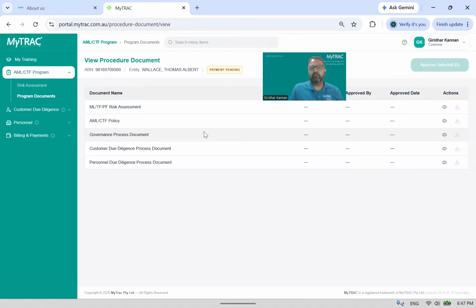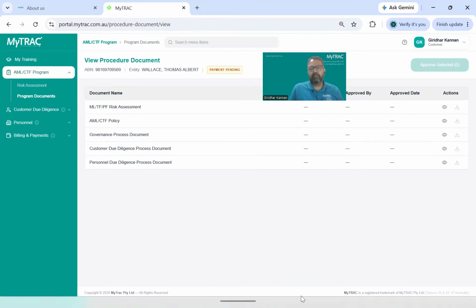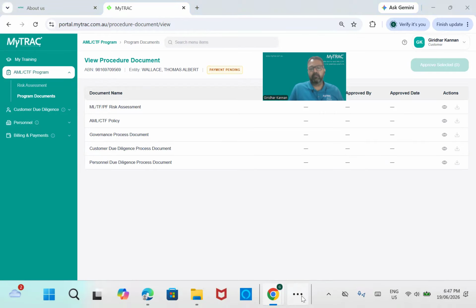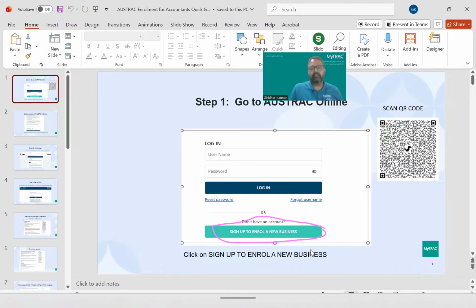Then you have policy documents for your governance, for customer due diligence and personal due diligence. You'll be able to see more of this in our next video, which is our post onboarding webinar, which we also have on our YouTube channel. So you can go and look at it to understand how the training, the customer due diligence, billing, payment, personal, and other things work. Now, quickly, what I'm going to do in the next few minutes is tell you how the AUSTRAC enrollment happens. So let's get started.